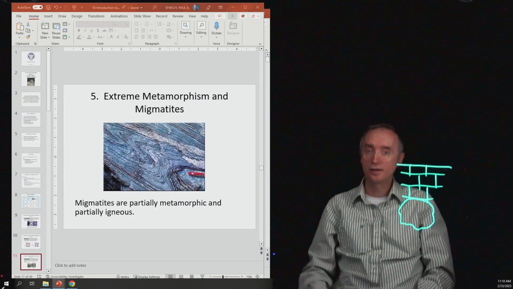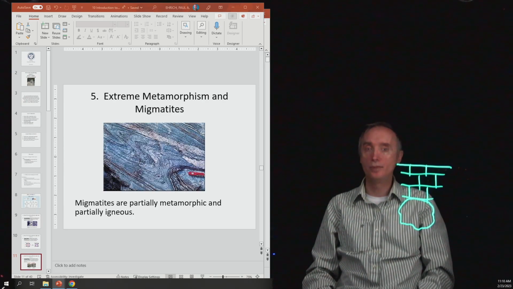All right, let's take a break and let's talk about what a migmatite is.